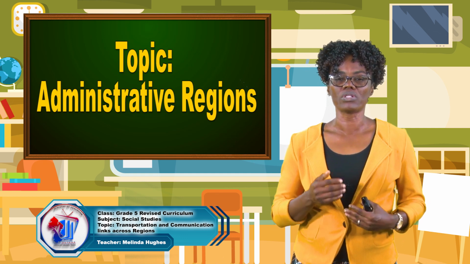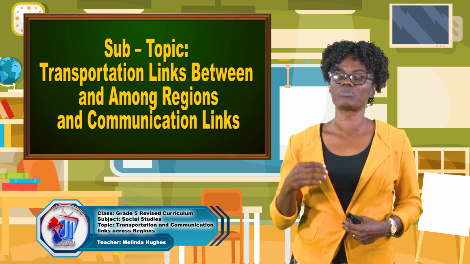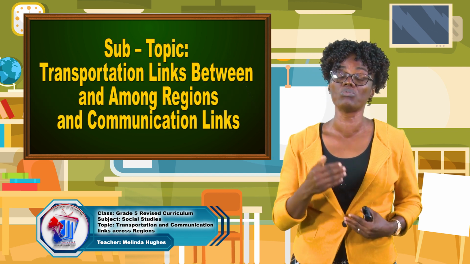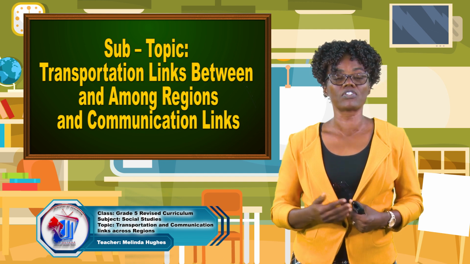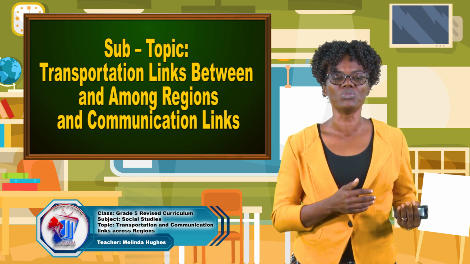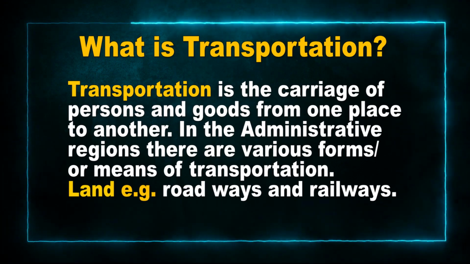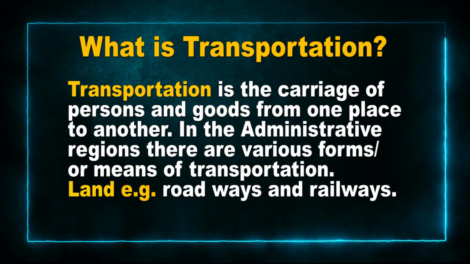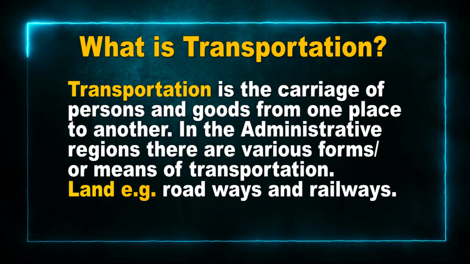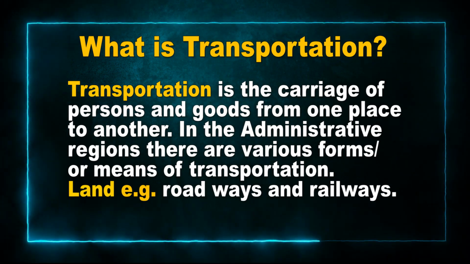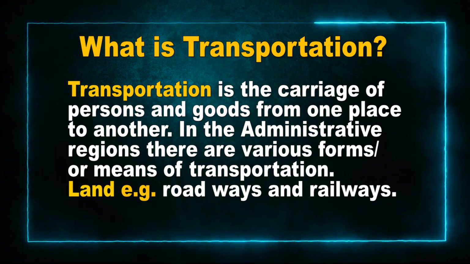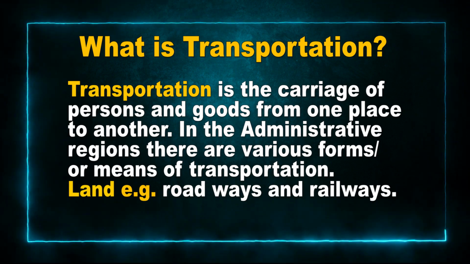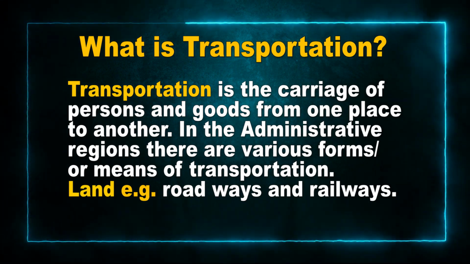However, we will look specifically at transportation links between and among regions and also communication links. So before we do, let us review what is transportation. Transportation is the carriage of persons and goods from one place to another. In the administrative regions, there are various forms or means of transportation.